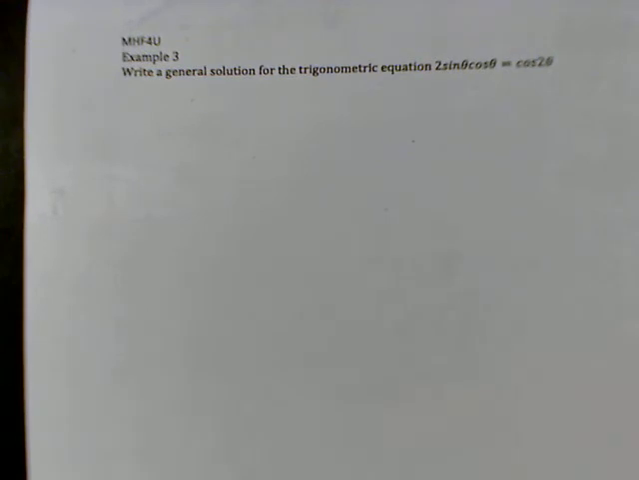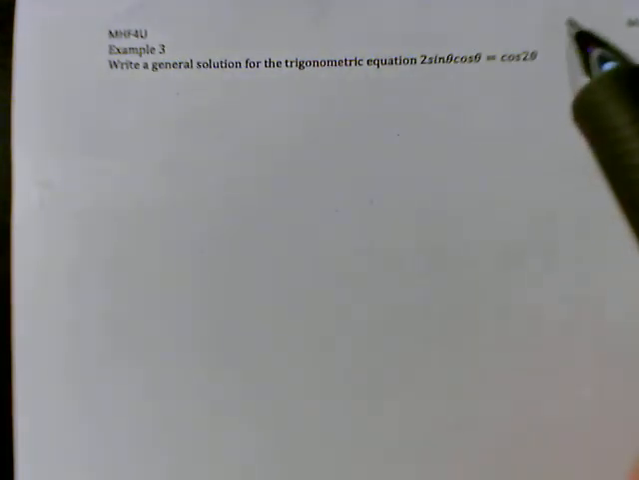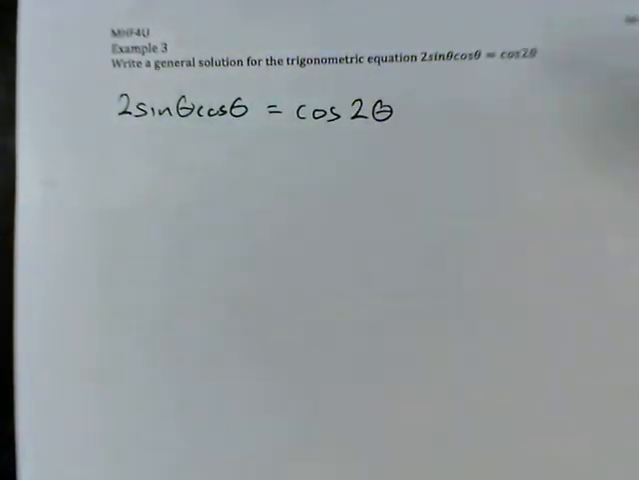Let me explain. It says, write a general solution for the trig equation 2 sine theta cos theta equals cos 2 theta. General solution means I'm not giving you any intervals. I want you to give me a statement that covers all possible answers. So let me simplify this. 2 sine theta cos theta is equal to cos 2 theta.